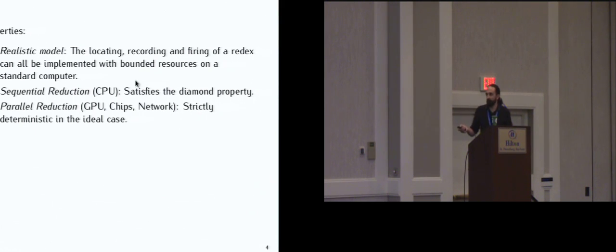So it's a nice model because it's realistic. If you try to implement this on your computer, you will notice that you can perform the firing of one redex with bounded resources. So that's really nice. And you have additional properties such as those. Sequential reduction satisfies automatically the diamond property. And parallel reduction is the one that you can hope to implement with maybe GPUs, electronic chips, or by distributing the computation of the network. It is strictly deterministic in the ideal case. So the ideal case is every redex can be fired as soon as it appears.